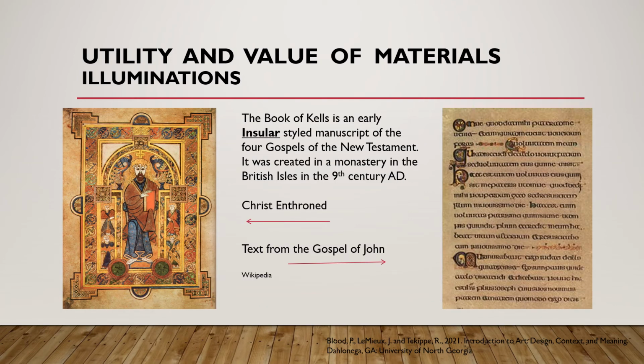The Book of Kells is a great example of an early illumination. It's an insular-style manuscript. It is of the four Gospels of the New Testament, created in a monastery in the British Isles in the 9th century AD. And you can see just the plates that have just images, gold leaf, very colorful, very intricately designed. Even the pages that were just text had very intricately designed letters that went along with that.